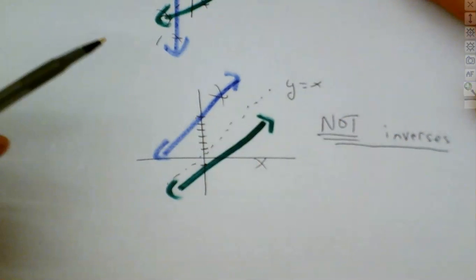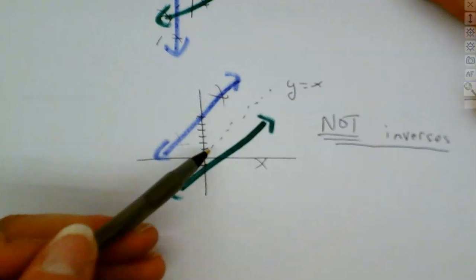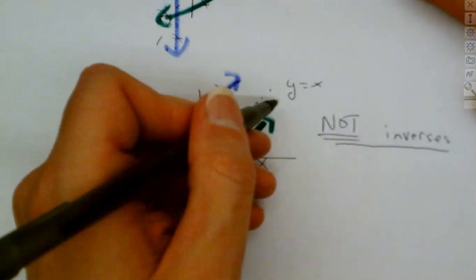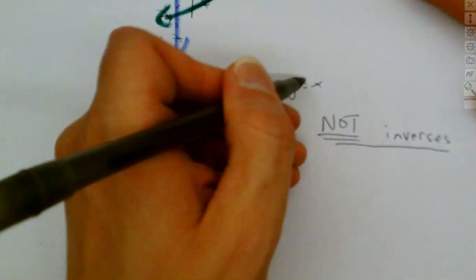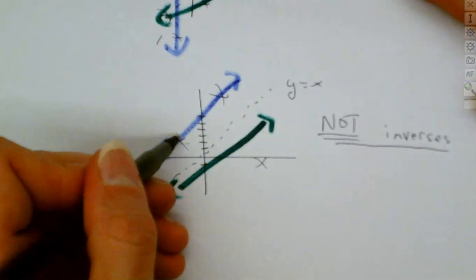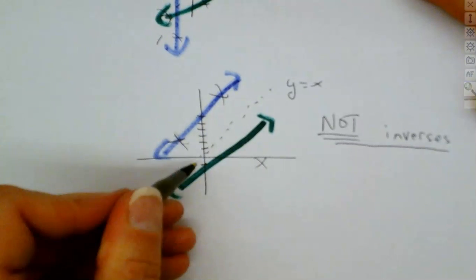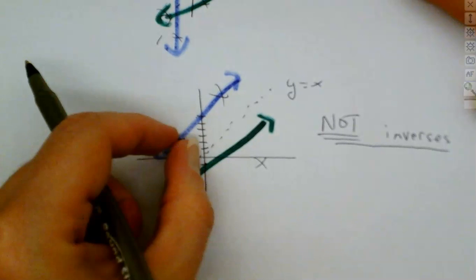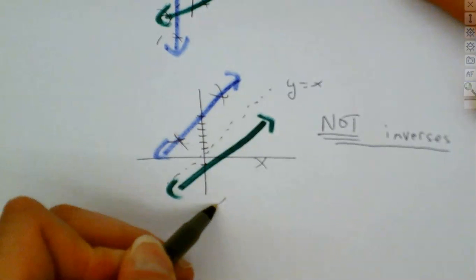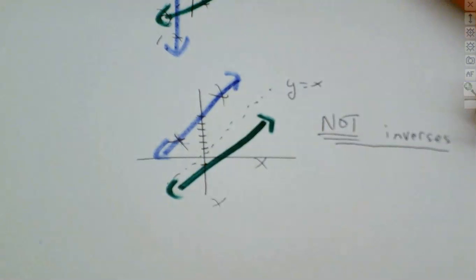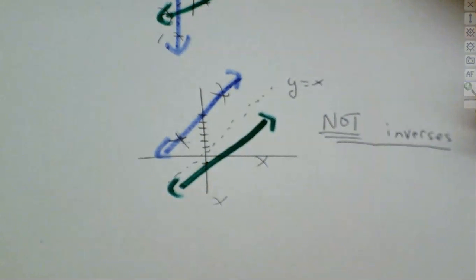Why are they not inverses? Because if I'm here and I fold across this dotted line, y equals x, your identity function, right here, the diagonal line. If I'm right here, this piece wouldn't fold over. If I folded it over, it's going to be down there. And it's not going to be on that graph anymore, is it? Right? So for it to be an inverse, you have to be able to fold it across the line y equals x.